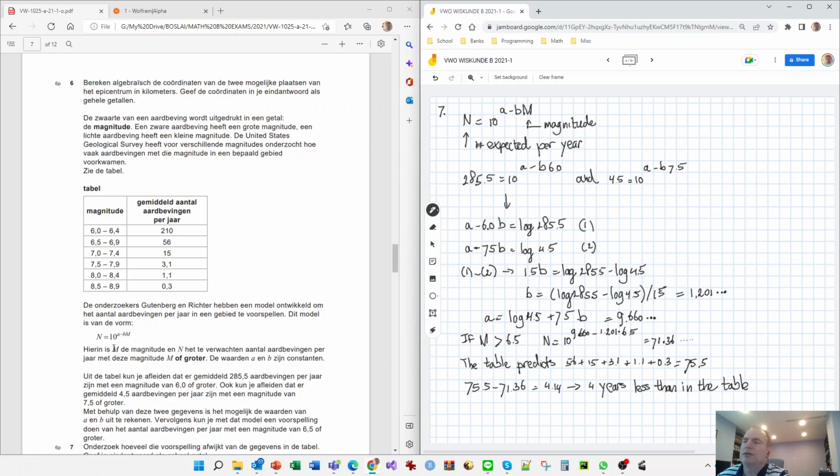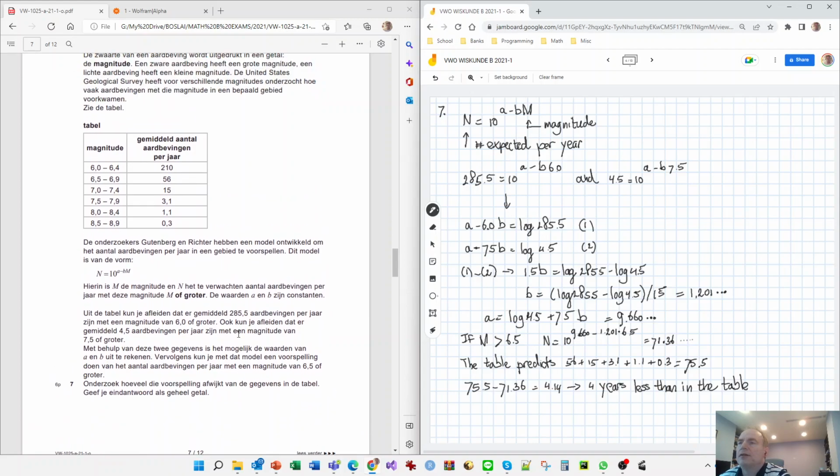M will tell you the magnitude, and N is the number of earthquakes with magnitude M or bigger. Or bigger. So again, you have to understand the Dutch here. A and B are constants, and from this table you're supposed to be able to make an estimation of the constant A and B, possible values.